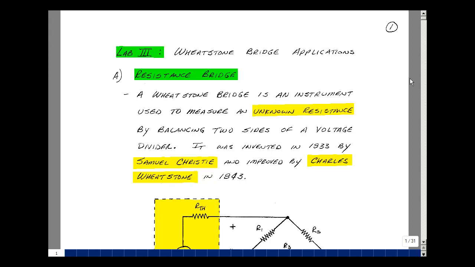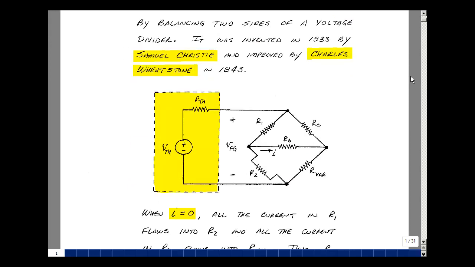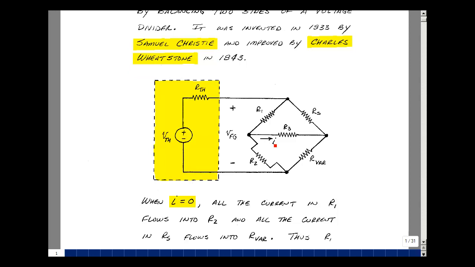Let's take a look at the configuration of a Wheatstone bridge. Suppose we have 5 resistors, so R1, R2, R3, R sub S, and R variable. Suppose that I vary this resistance such that the current in this resistor is equal to 0. Okay, what does that imply? Well, let's write down that this is equal to 0. That means that the current in R1 is the same as the current in R2.